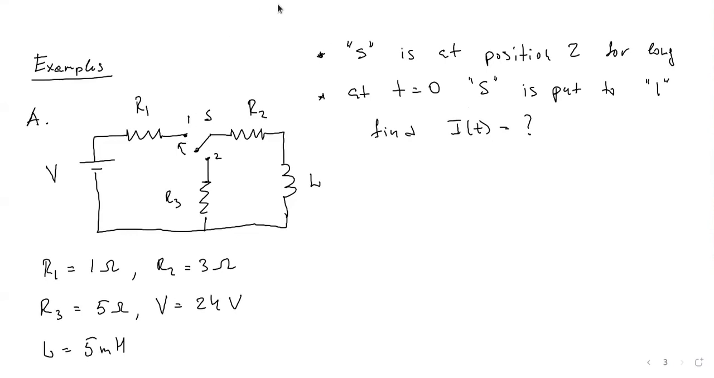At position 1, it will be a charging or discharge process. Isn't position 1 charging and 2 discharging? Yeah, position 1 will be charging, so we will try to build up the current. And if I then change it to position 2, it will start to discharge. So the current will start to die through the resistors.